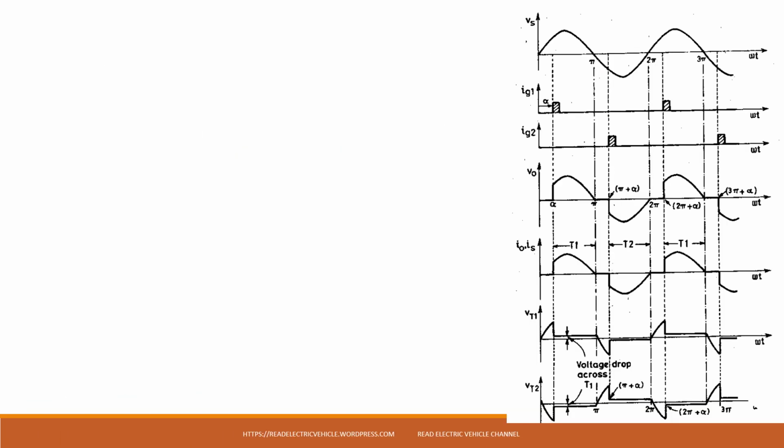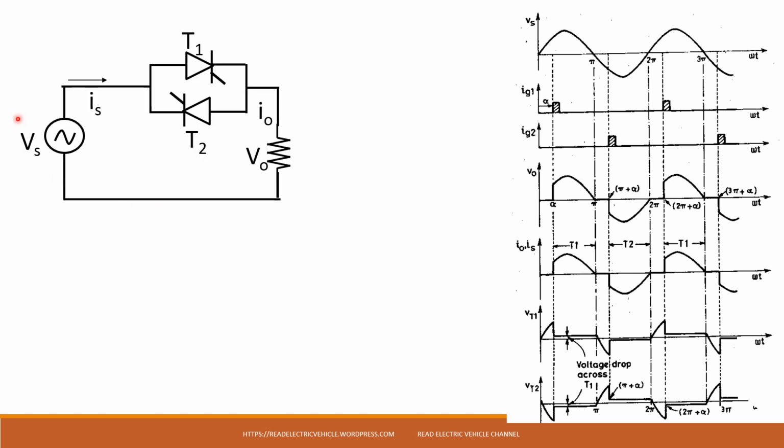So let us see the operation of the full wave AC voltage regulator. During positive half cycle, this is plus, this is minus. So T1 will be forward biased. You can see here, this is the supply voltage. Gate pulse for T1 is given at alpha, and for T2 you have to give the gate pulse during the negative half cycle, that is at pi plus alpha.